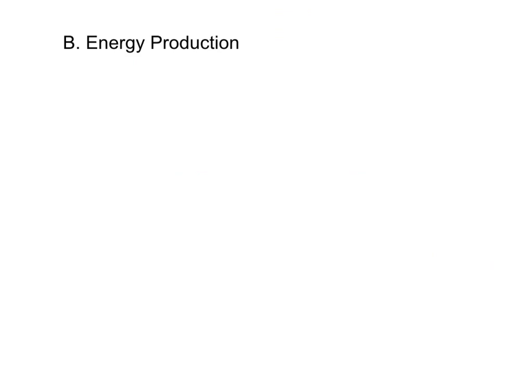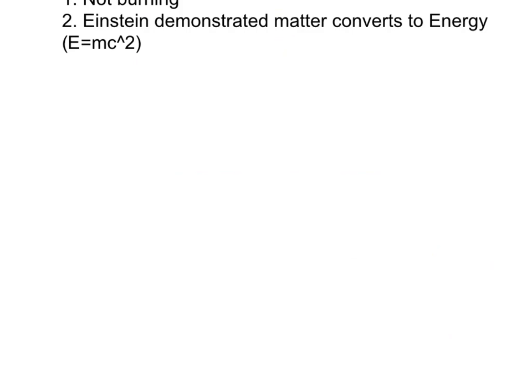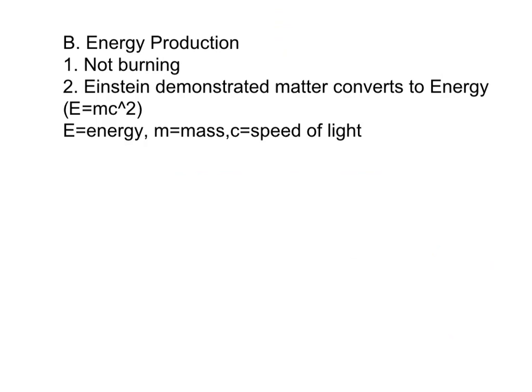Now we want to talk for a minute about that energy production. First, we want to make it clear that the Sun is actually not burning. Einstein helped explain this by demonstrating how matter can be converted to energy. This led us to one of the most famous equations ever with his E equals mc squared, where E equals energy, m equals mass, and c equals the speed of light.